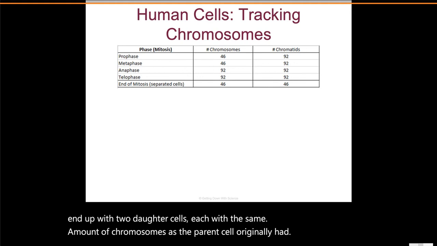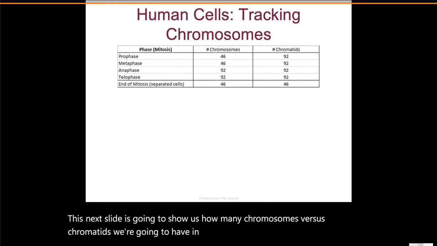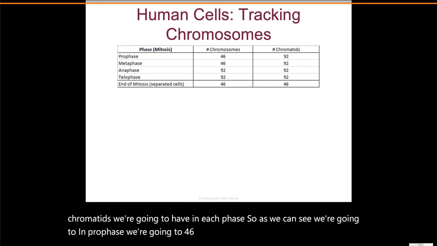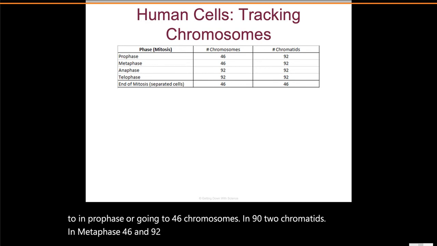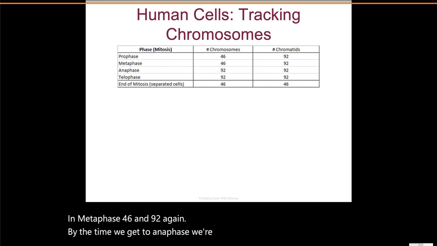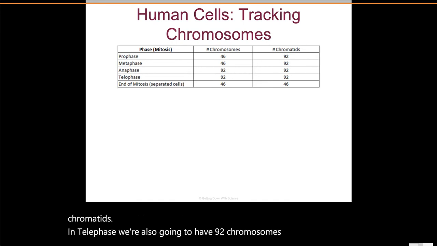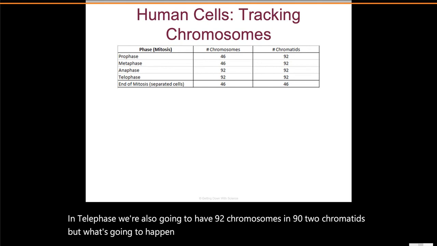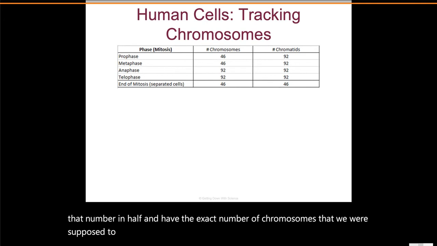This next slide shows us how many chromosomes versus chromatids we have in each phase. As we can see, in prophase, we have 46 chromosomes and 92 chromatids. In metaphase, 46 and 92 again. By the time we get to anaphase, we have 92 chromosomes and 92 chromatids. In telophase, we also have 92 chromosomes and 92 chromatids. But when our cell now divides, we cut that number in half and have the exact number of chromosomes that we are supposed to have as human beings.